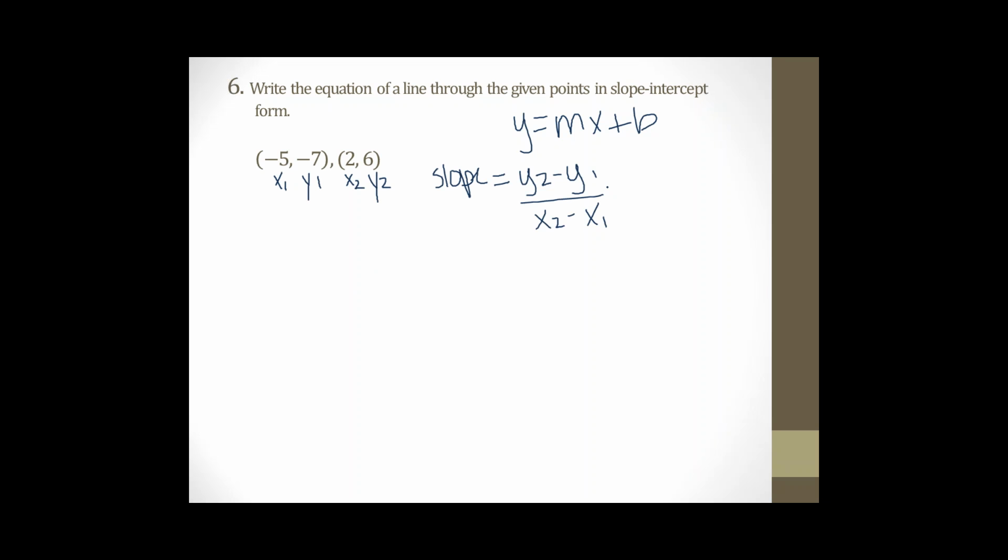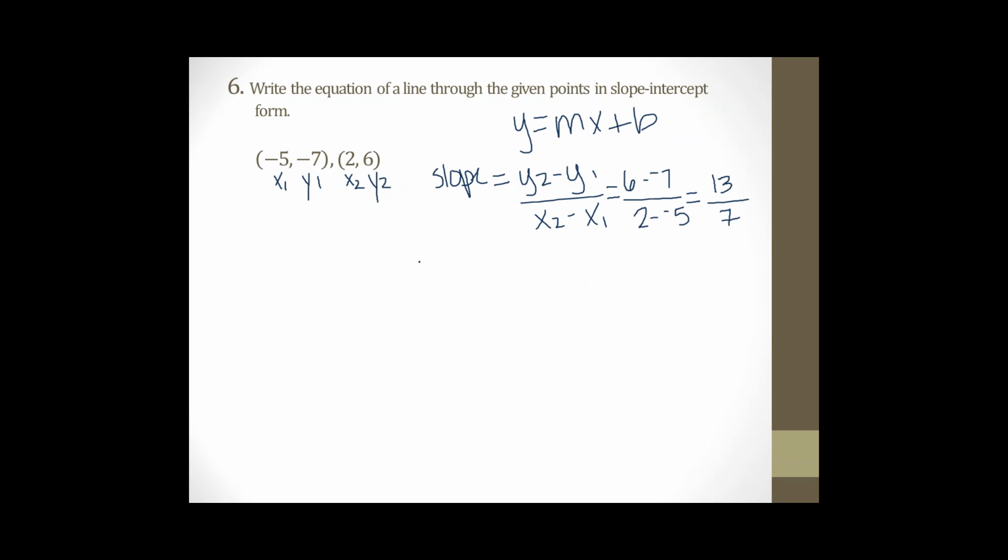So now that I've labeled my points, let me just plug in those values here. So we've got 6 minus negative 7 over 2 minus negative 5. So 6 minus negative 7 is positive 13 over 2 minus negative 5 is positive 7. So the slope of our equation is 13 over 7.